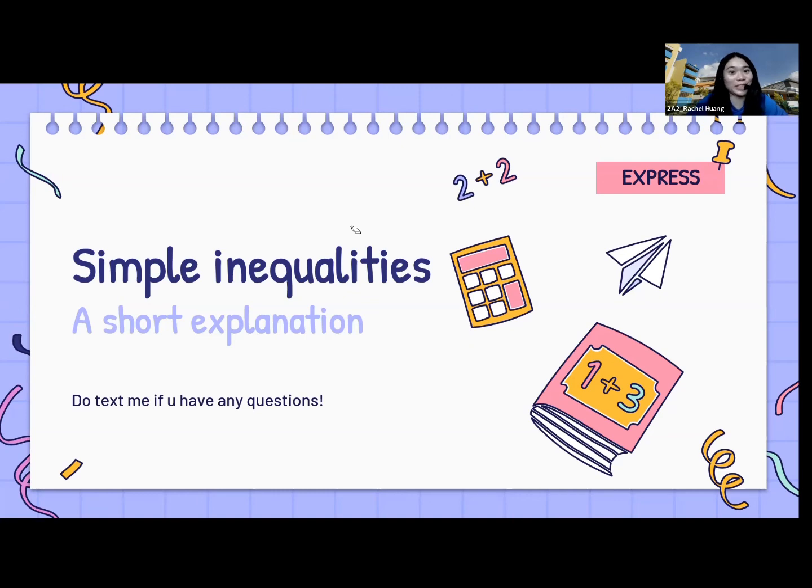This week's topic is actually one of my favorite topics of all, which is about the more than or less than symbol. And it's again very simple, so let's go through it right now.